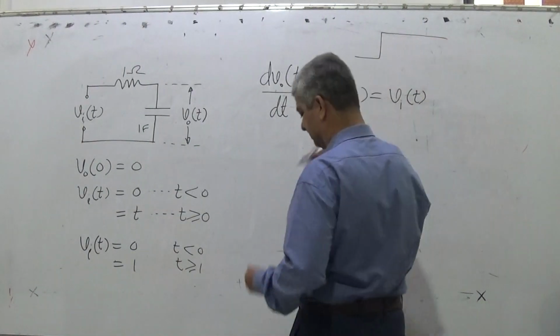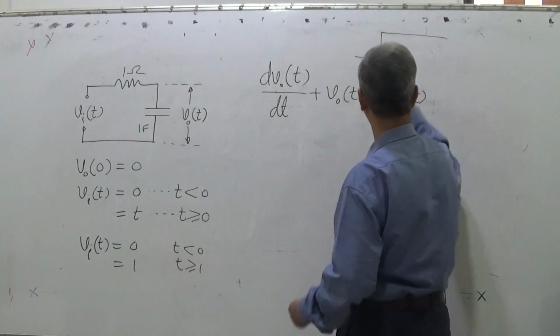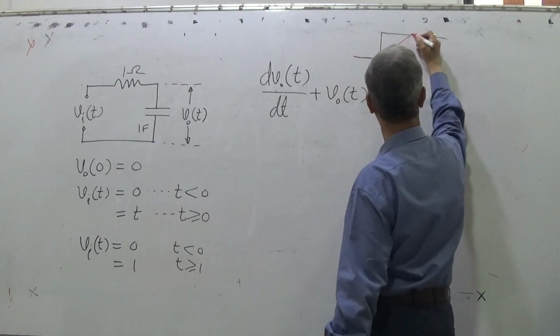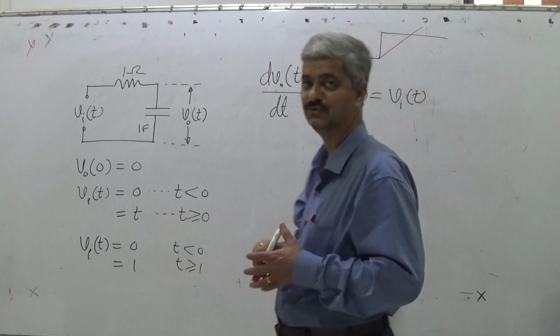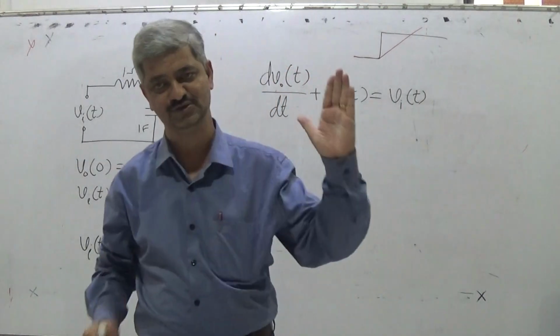Whereas in this case it is a ramp input. Vin(t) is equal to 0 before t equal to 0, and t when t is greater than 0. So the input is changing slowly. In the previous case it changed abruptly but remained constant.